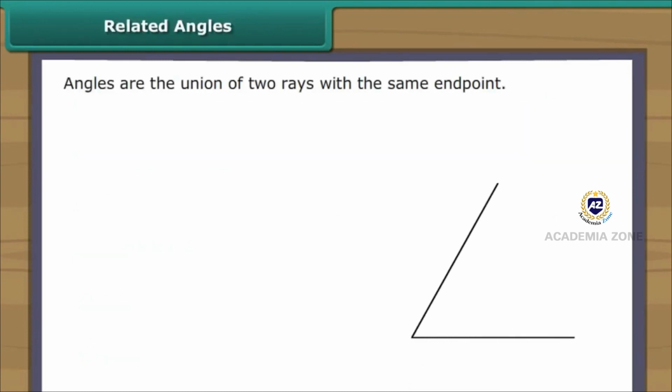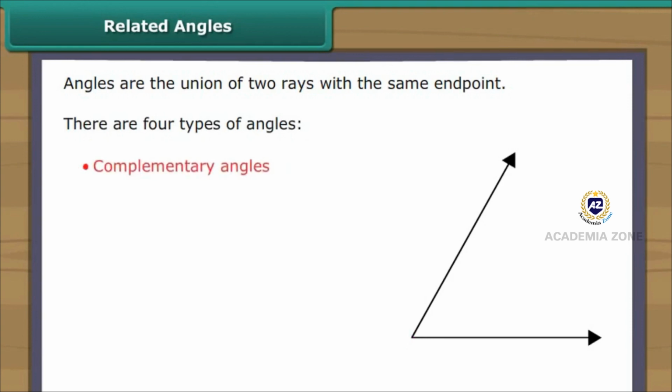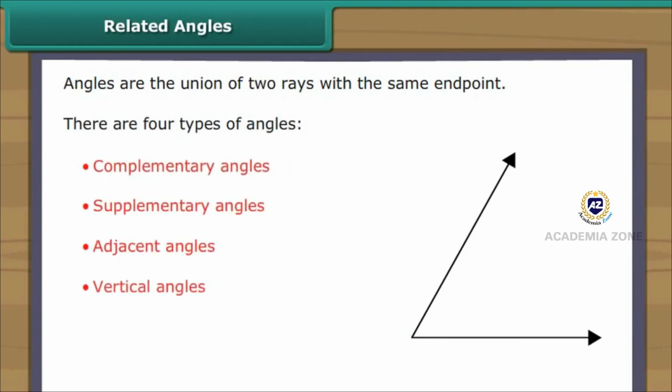Related angles. An angle is defined as the union of two rays that have the same end point. The sides of the angles are the two rays, while the vertex is the common end point. There are four types of angles. They are complementary angles, supplementary angles, adjacent angles and vertical angles. Now take a brief look at all the angles.